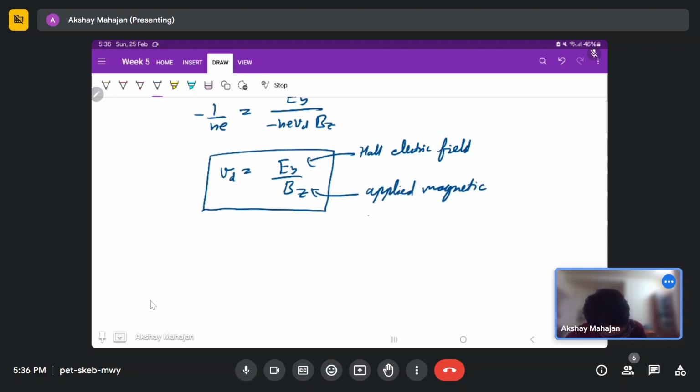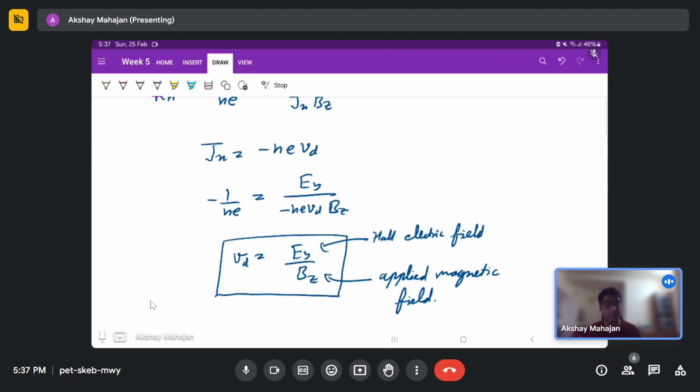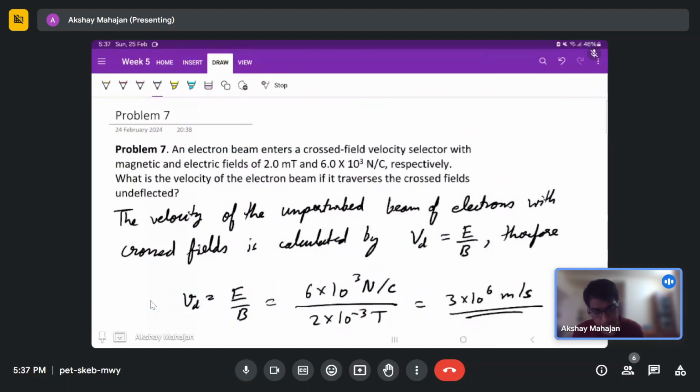So this is your applied magnetic field, and that is your Hall electric field. This type of problem could also come directly, asking what is the drift velocity of the electrons in the Hall experiment, and then you have to use this formula. Or maybe the velocity is given and the examiner could ask for the Hall electric field. You can find it like this. So this was a simple problem on Hall effect.